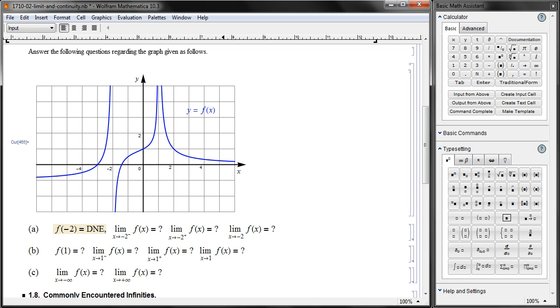Alright, next one. X is approaching -2 from the minus side. So left-hand side, we have to approach x equal to -2 from the left-hand side. Follow the left-hand side of the graph. And which y coordinate do we get? Going up and up and up, we get positive infinity. Vertical asymptote, so you have to expect infinity, but it's going up.